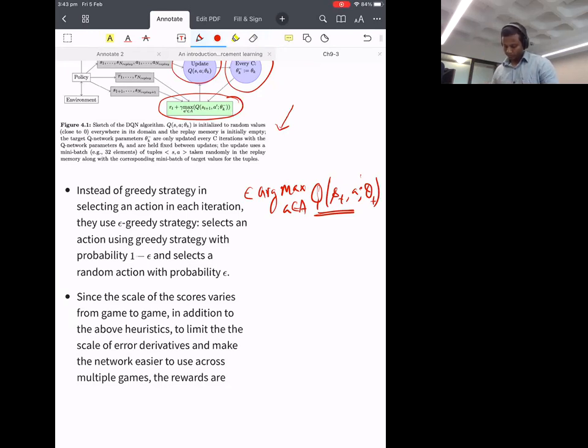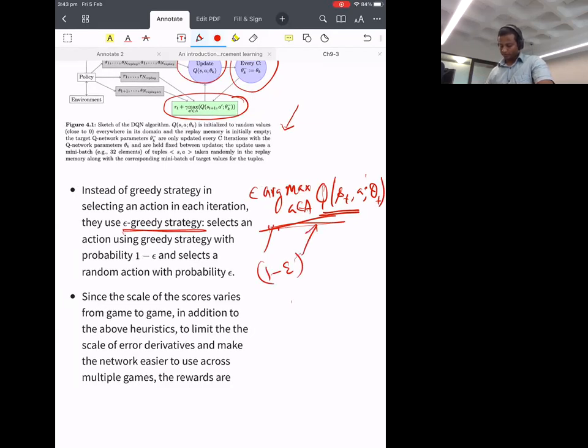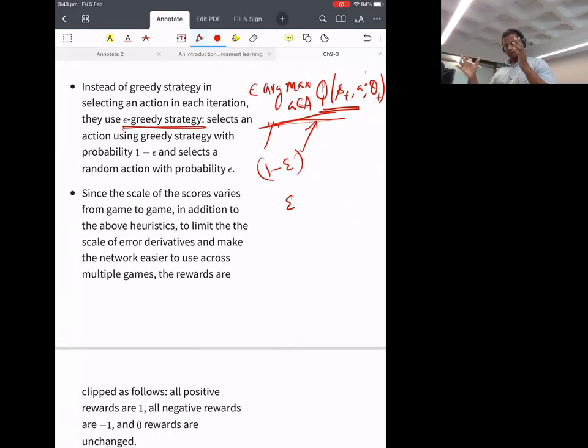So what these people did is use something called the epsilon greedy strategy. You follow this step with 1 minus epsilon probability. Whenever you toss a coin with success probability 1 minus epsilon, if heads comes, you just follow this. And if tails comes, you randomly pick an action and do it. That way you get to explore the state action pairs which are not explored.